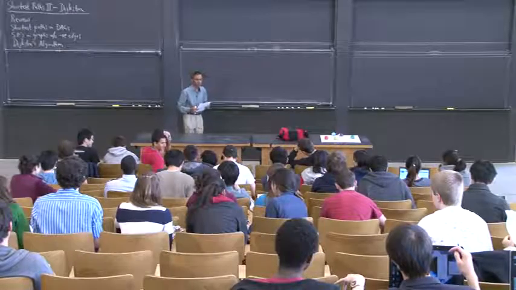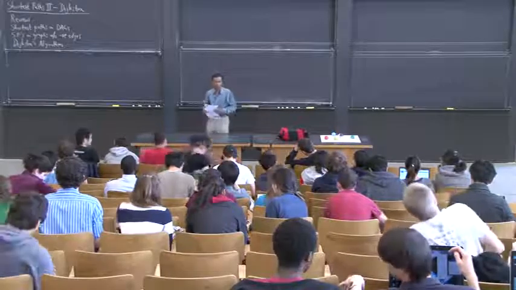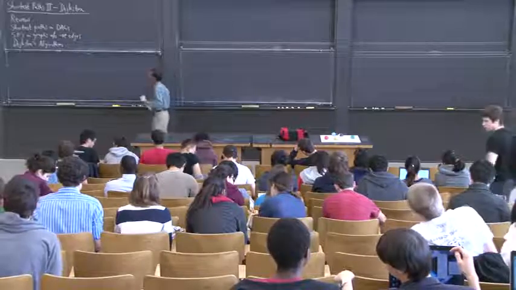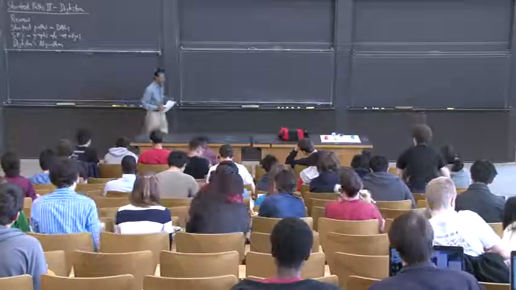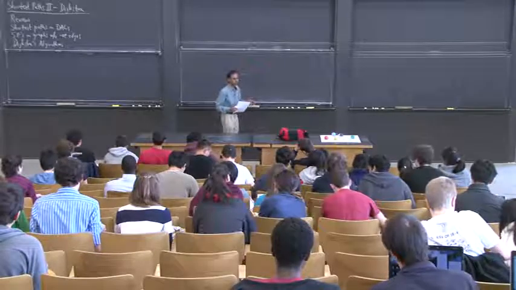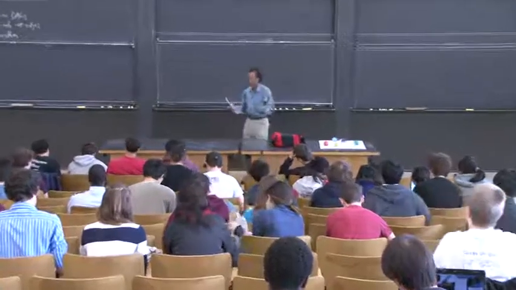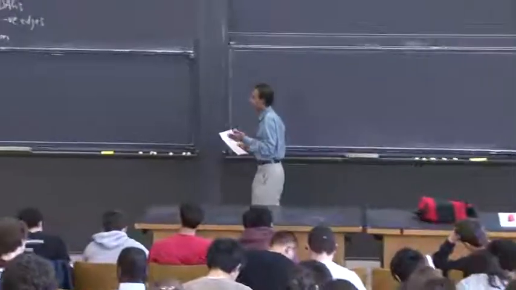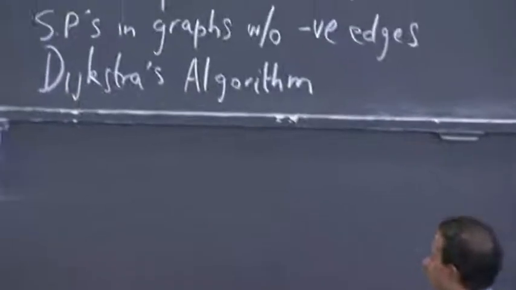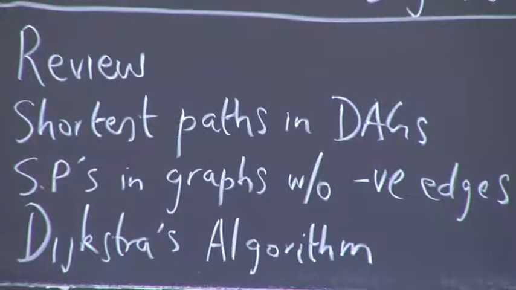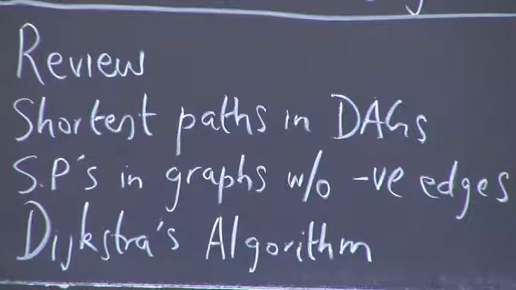Good morning, everyone. Let's get started on lecture number two in a four-lecture sequence on shortest paths. Last time, we talked about a general structure for a shortest path algorithm. Today, we'll actually look at a concrete algorithm that's due to Dijkstra. Before we get to that, I want to do a little bit of a review of the concepts that we covered in the lecture last week.